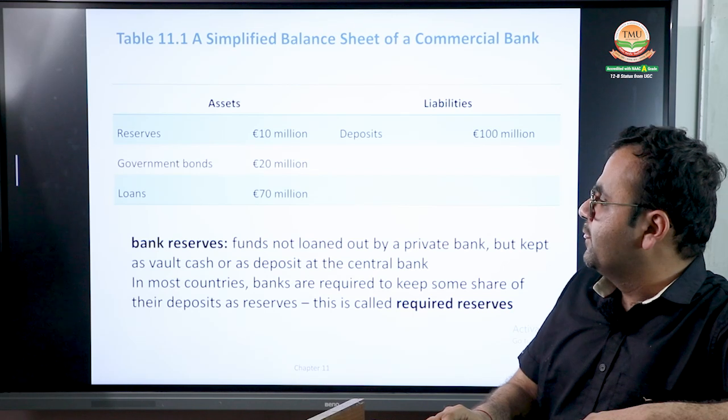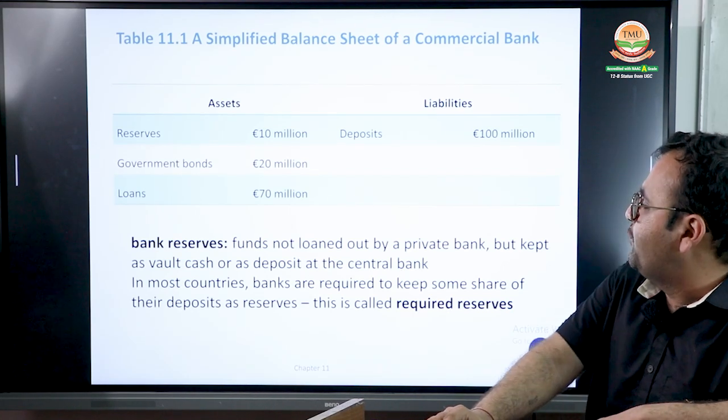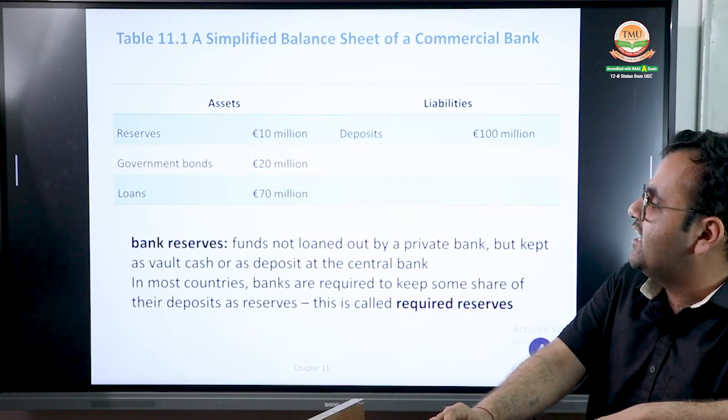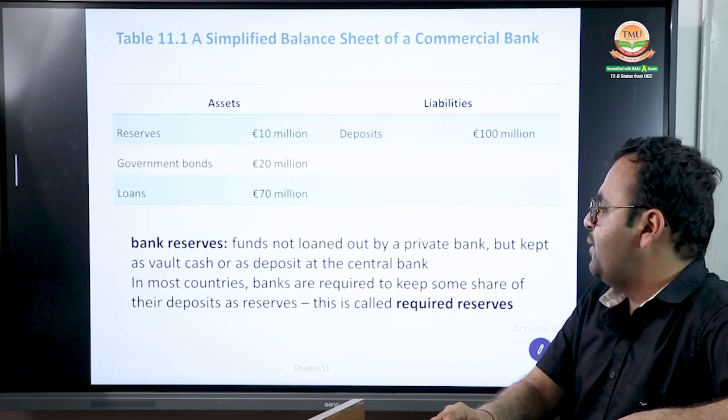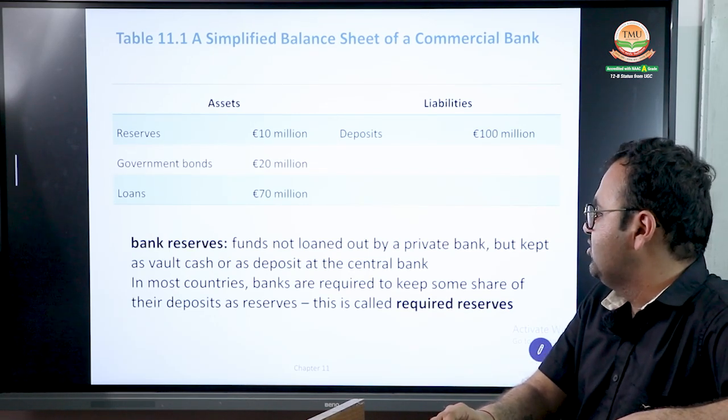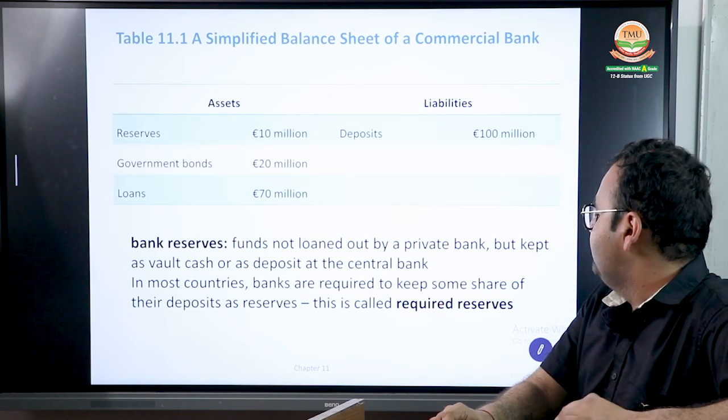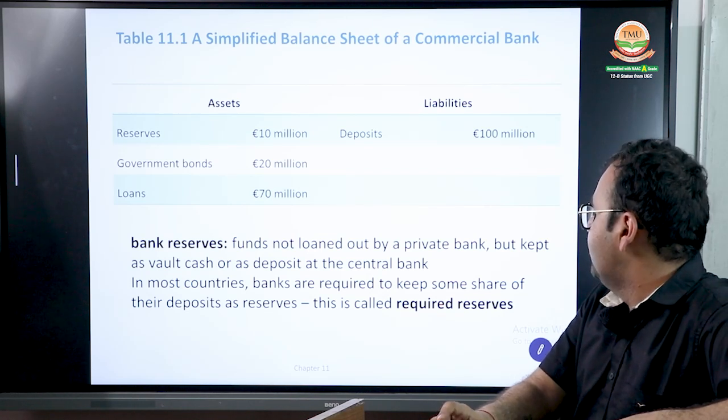Bank reserves. Funds are loaned out by private banks but are kept as vault cash or as a deposit at the central bank. In most countries, banks are required to keep some share of their deposits in reserve, which is called the required reserves.